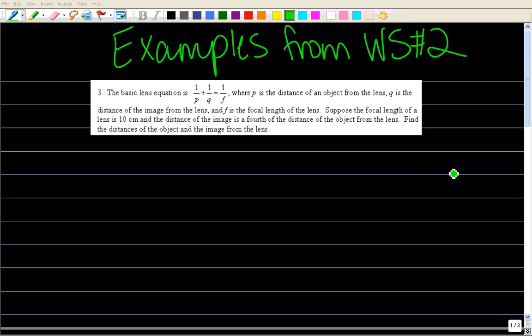Hey everyone, I'm going to do 3 examples from your Write and Solve Rational Functions worksheet number 2, and hopefully these will help you finish the rest of this worksheet and just see some extra practice problems of this sort. Alright, so we're going to look at number 3.